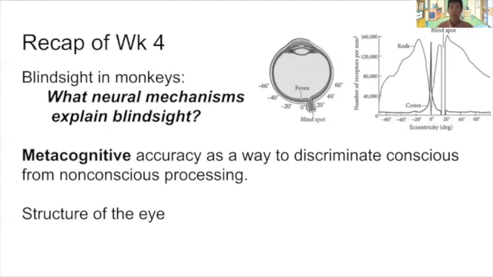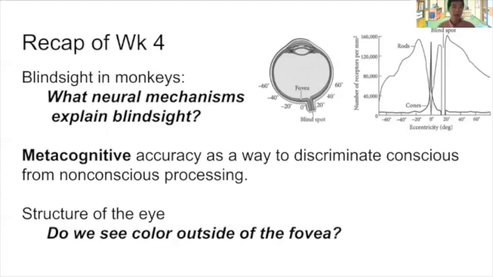Okay, and then the structure of the eye led to our discussion towards the end: do we see color outside of the fovea? Just quickly reviewing. So here is an eccentricity of 0 degrees, that is the fovea, and you are seeing something here, direct fixation.